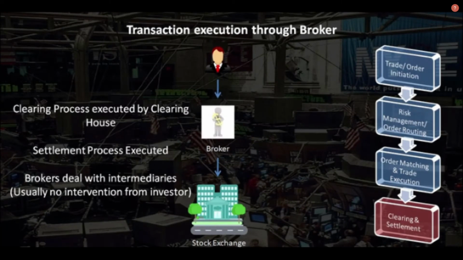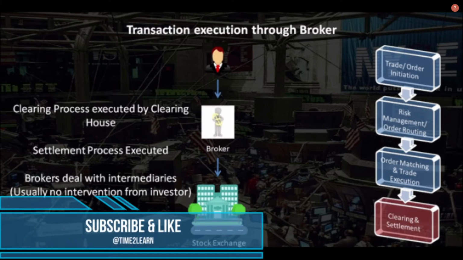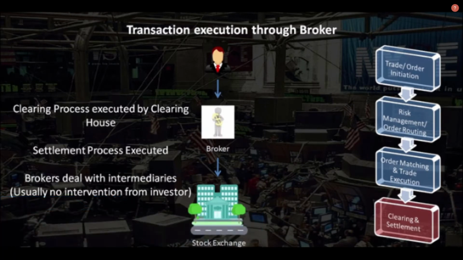The last step in executing a trade is clearing and settlement. Once a trade is executed, it goes through the clearing process we discussed before. After the clearing process is complete, the settlement process is executed so that the buyers get the securities credited to their account and the seller receives cash in their account. The entire process is facilitated by the broker, so as far as you are concerned, your broker will be the sole point of contact for you.